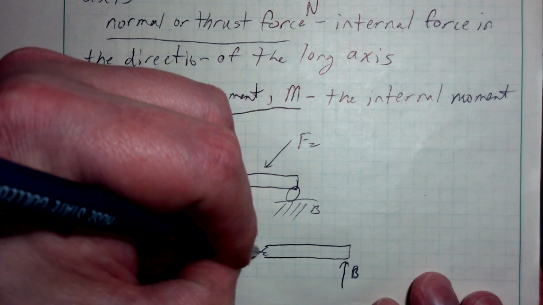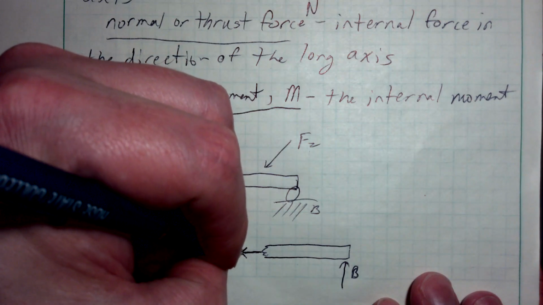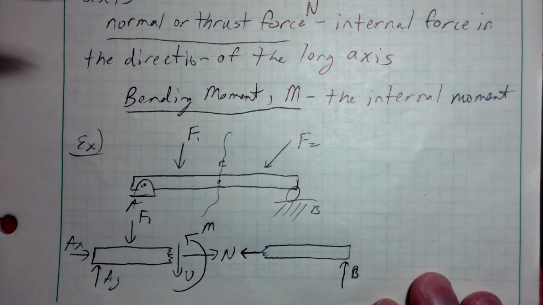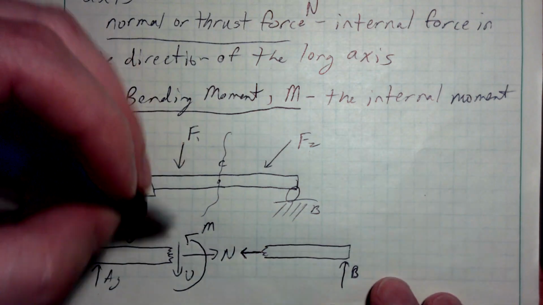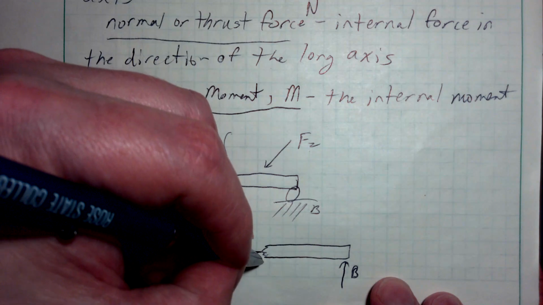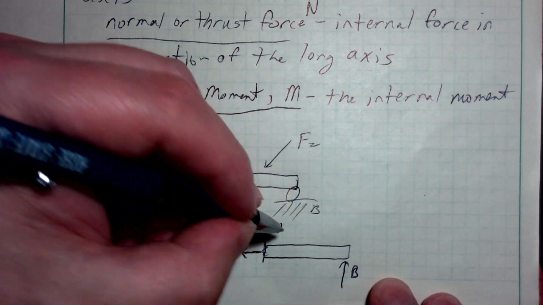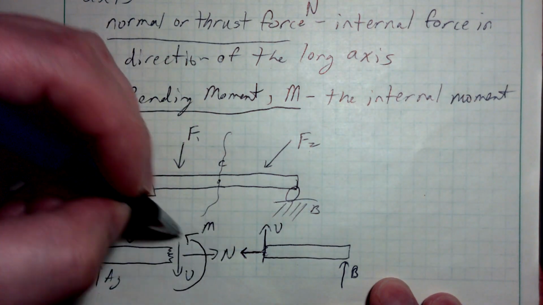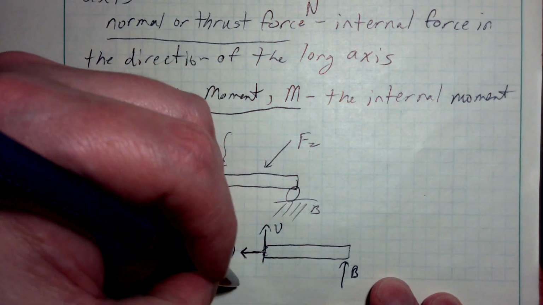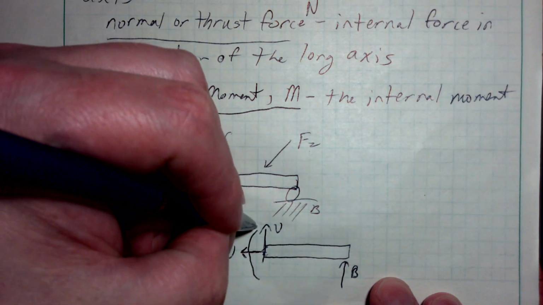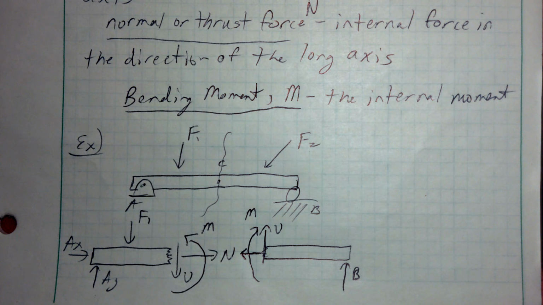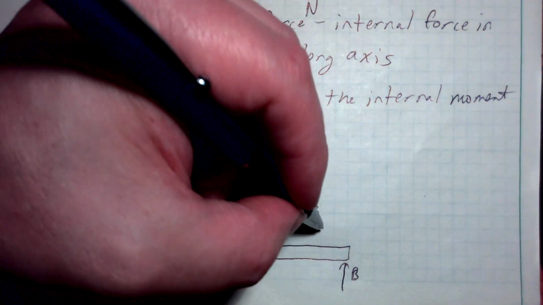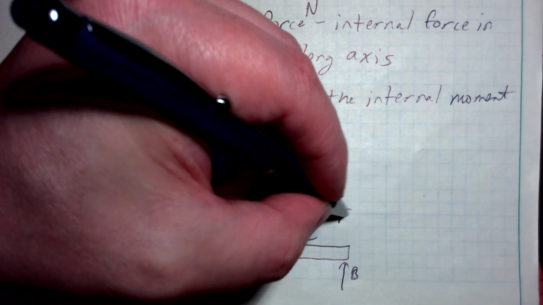If I'm looking at the right-hand side of the cut, that is my normal force, because these need to be equal and opposite. My shear I've drawn down here, so over here on this side, the shear goes up. And because the moment here is counterclockwise, the moment on this side needs to be clockwise, equal and opposite. And I've got F2 being applied out here.